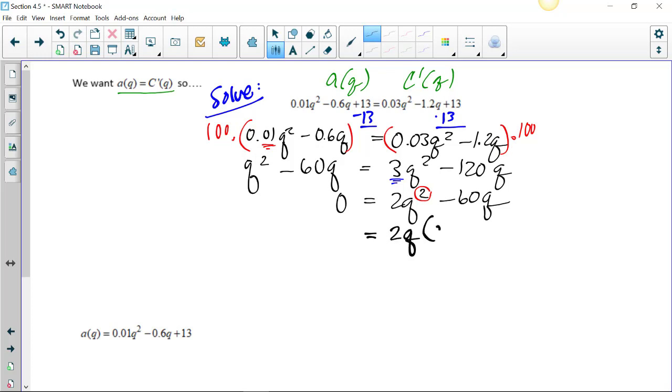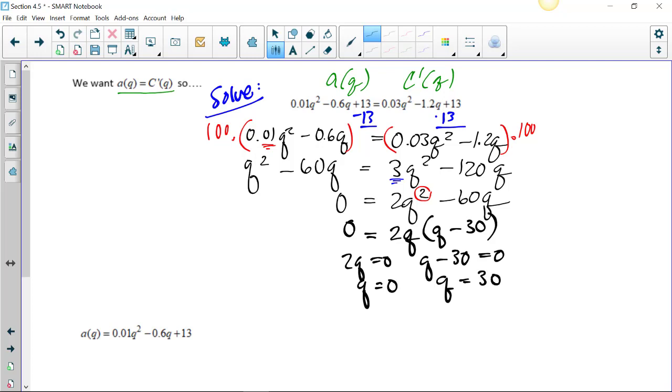Greatest common factor would be 2q. So I'm left with q times 30. And we set each factor equal to 0, and we solve to get our solution. So we get q is 0 or q is 30.